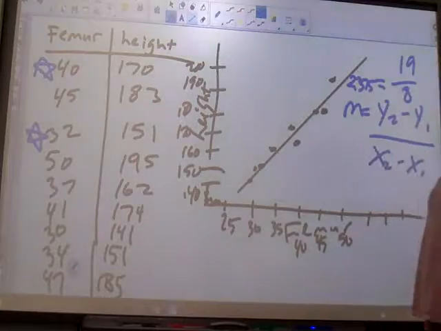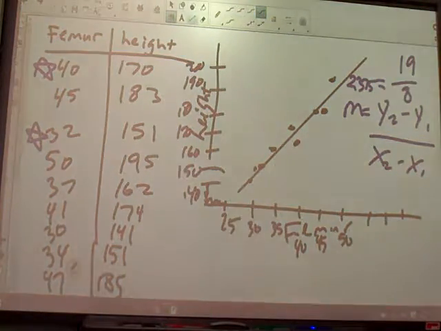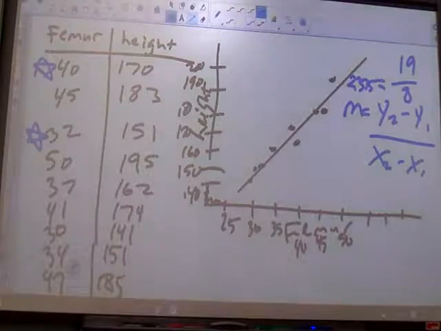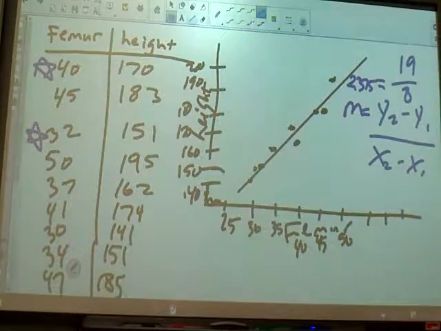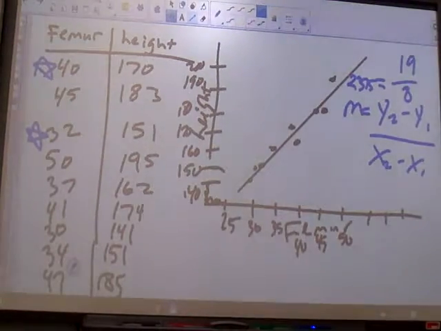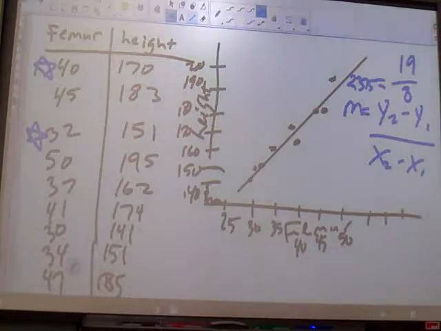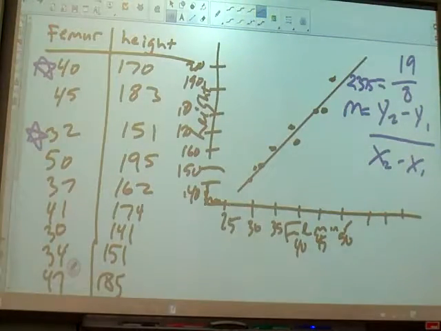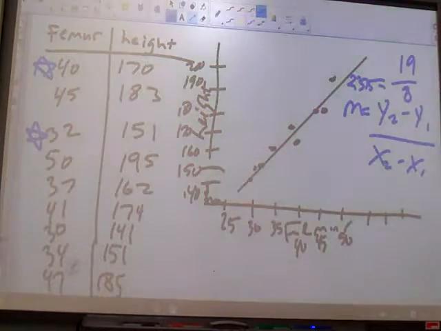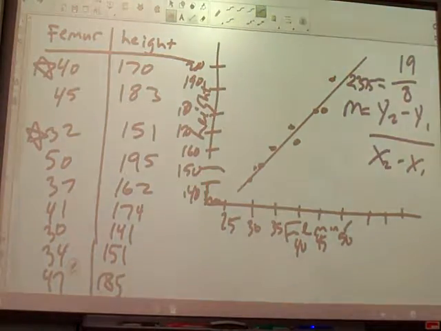Alright, so I got a slope now. Do I have a b? No. And this is one where I can't assume a 0 like we did on the car problem, because before the baby's born, it has a femur length. So you can't assume a 0 on that. So I need to use point slope form.